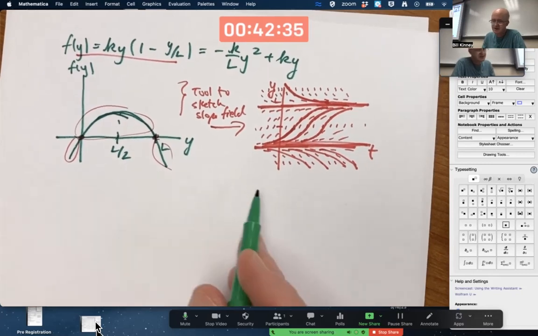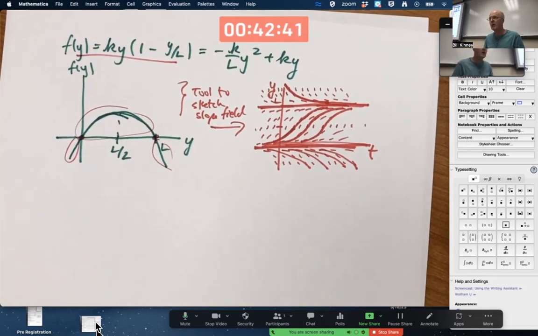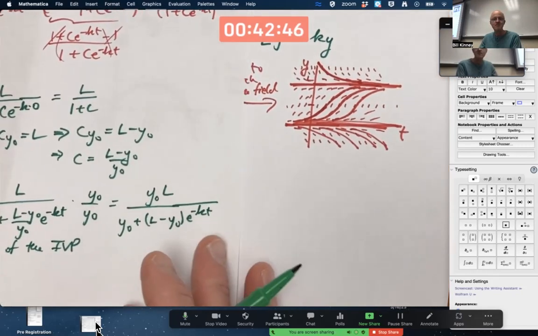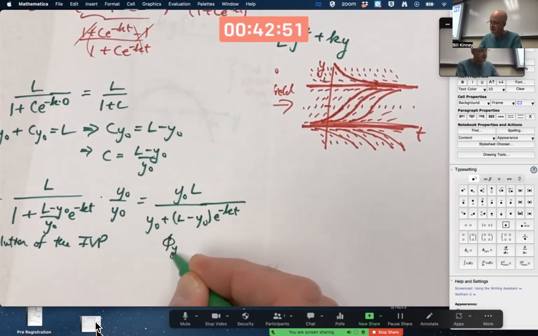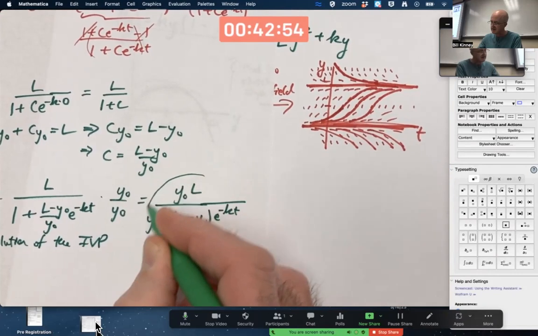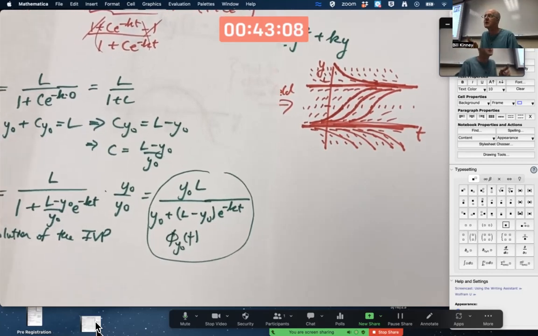So this is a tool to sketch the slope field. I do want to talk about Euler's method in a few minutes here, but before we do, I want to notice something else. In this formula for the solution phi sub y0 of t, depending on the value of y0, this function may or may not have a vertical asymptote. This is relevant for our discussion about existence and uniqueness, which we'll come back to more on Thursday.